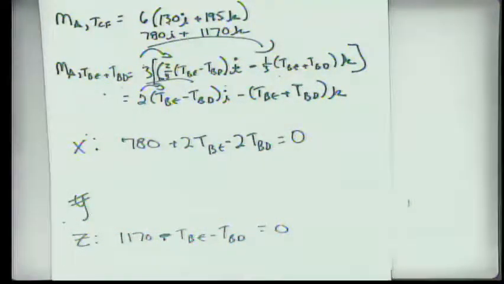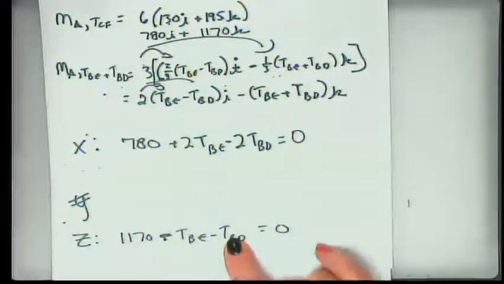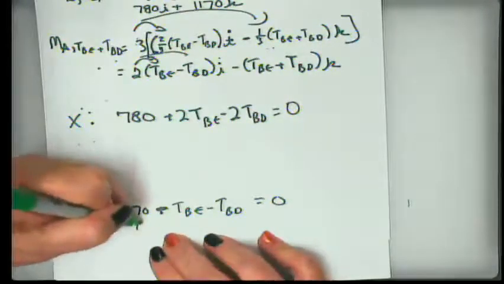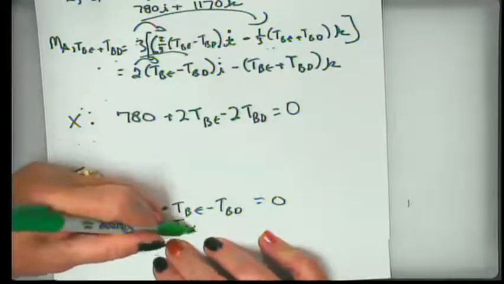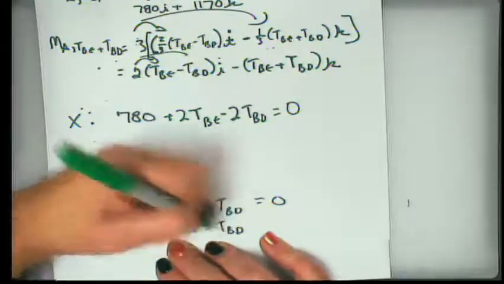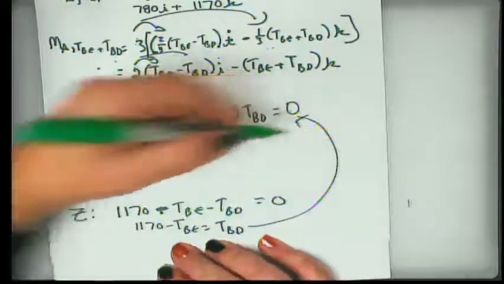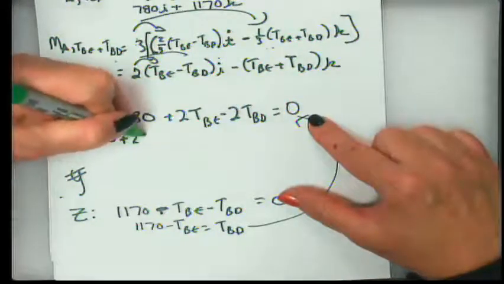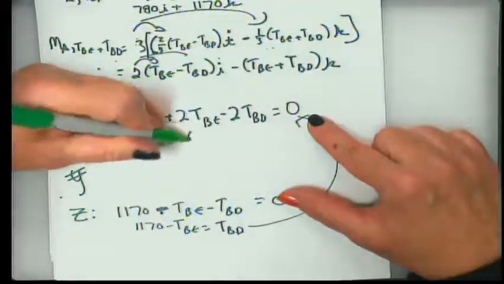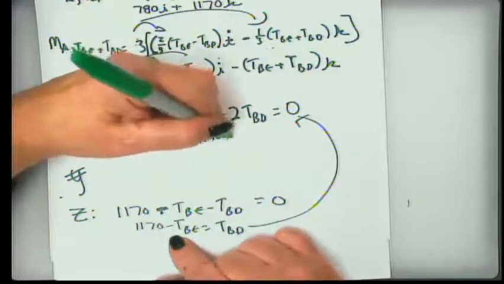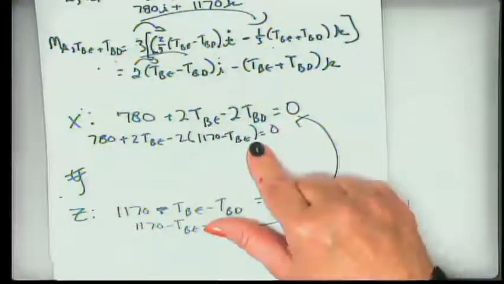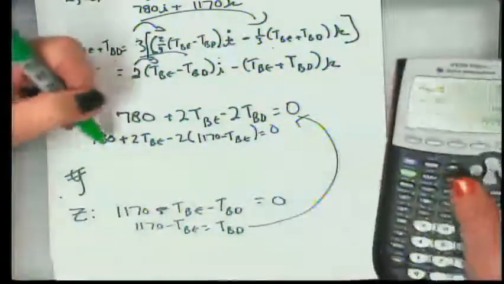So after all that work, I have 2 equations and 2 unknowns. The easiest thing to do is to solve one of these equations for one of those variables and plug it back in. So I would start here. 1170 minus TBE is going to be equal to TBD. Then I can plug that in here, and I get 780 plus 2 times TBE minus 2 times 1170 minus TBE is equal to 0. So I'm almost home. We're on the home stretch here.